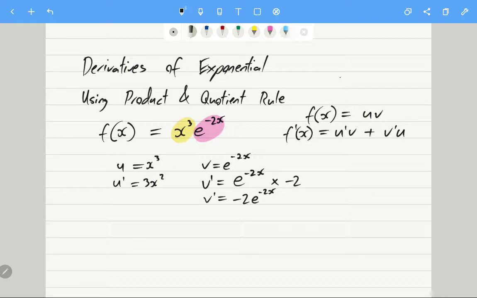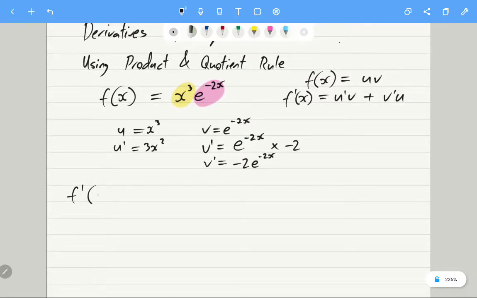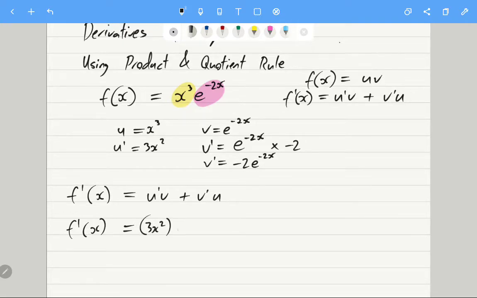Alrighty, so now we can just substitute into the product rule formula. So f dash of x is going to be equal to u dash v plus v dash u. Doing our substitution, f dash of x is going to be equal to 3x squared multiplied by e to the negative 2x plus minus 2e to the negative 2x times x to the 3.